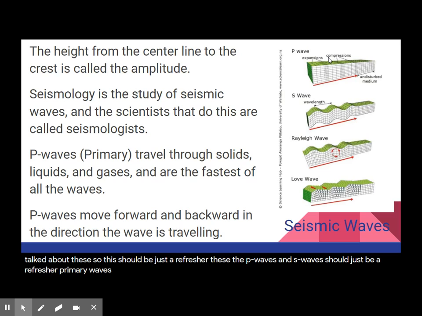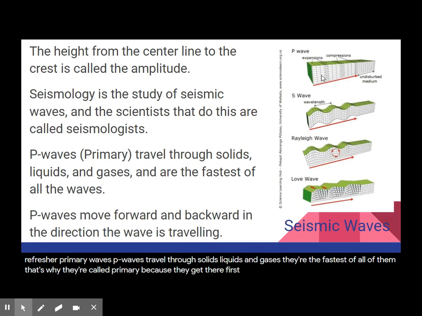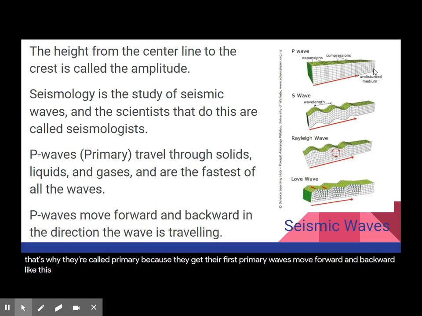Primary waves, P waves, travel through solids, liquids, and gases. They're the fastest of all of them. That's why they're called primary, because they get there first. Primary waves move forward and backward like this as they travel in the direction of the wave. Okay?